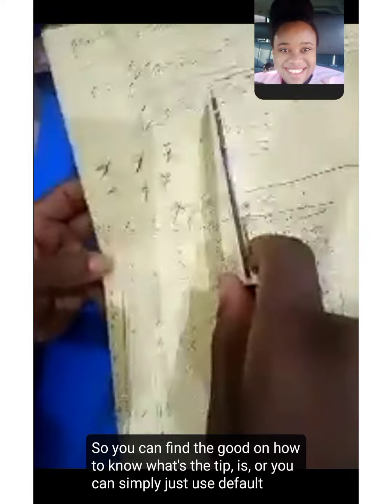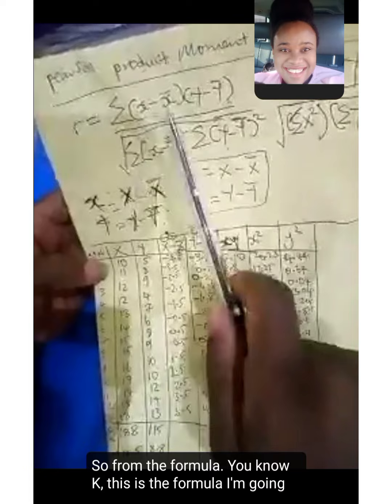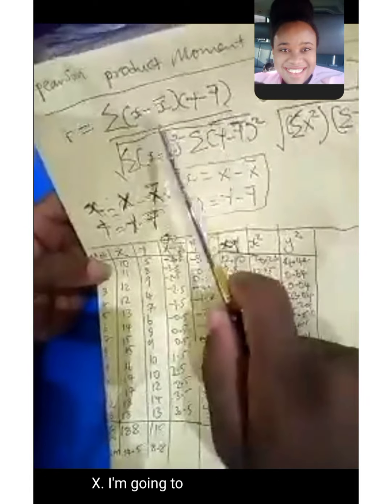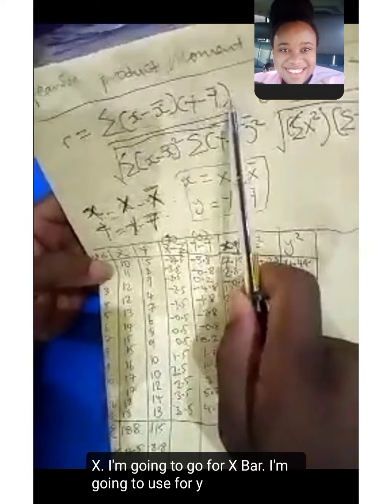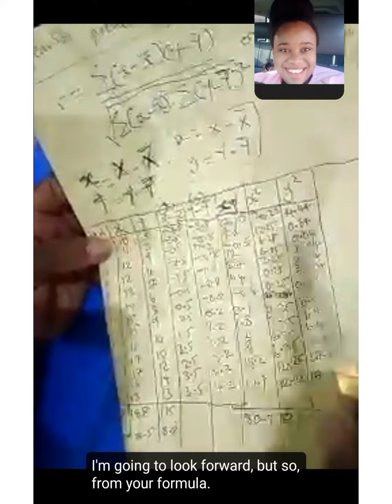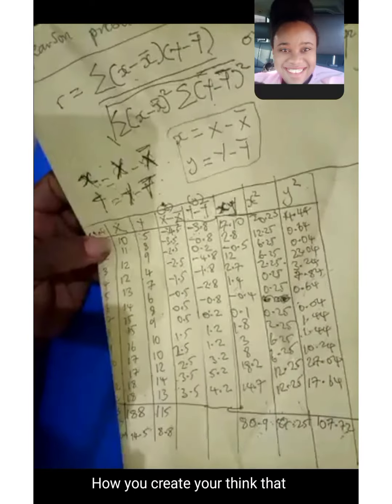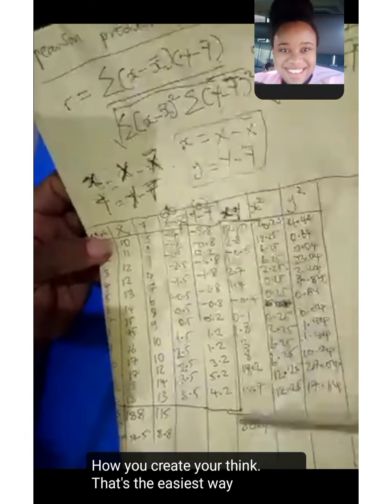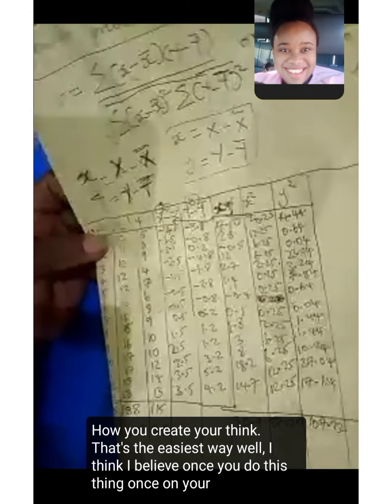So you can find the code on how to know what the table is, or you can simply just use the formula. So from the formula, you know, okay, this is the formula. I'm going to look for x, I'm going to look for x bar, I'm going to look for y, I'm going to look for y bar, and so on. So from your formula, you can know how you create your table. I think that's the easiest way. But I believe once you do this thing once on your own, you should be able to do it in the exam. Anything comes out like that.